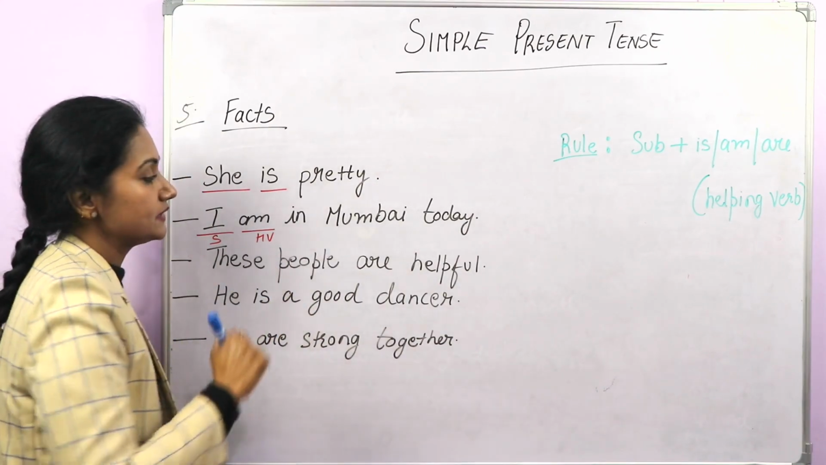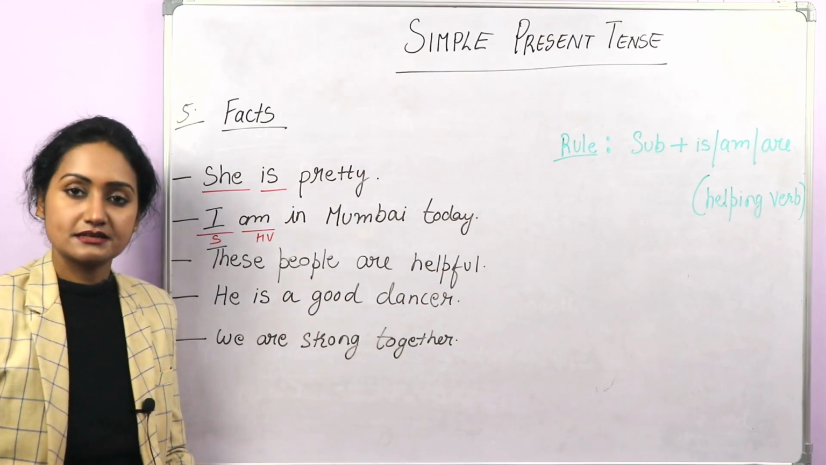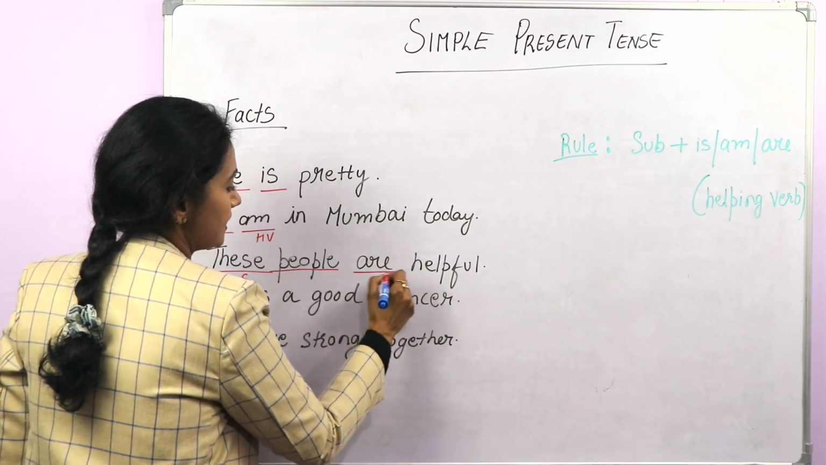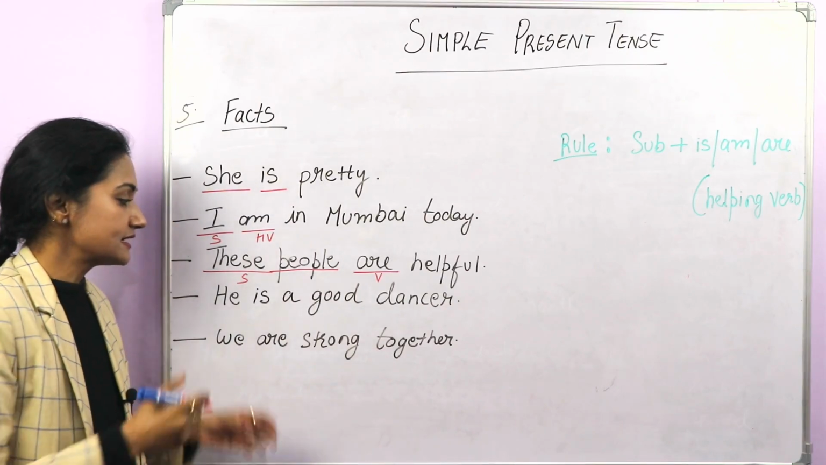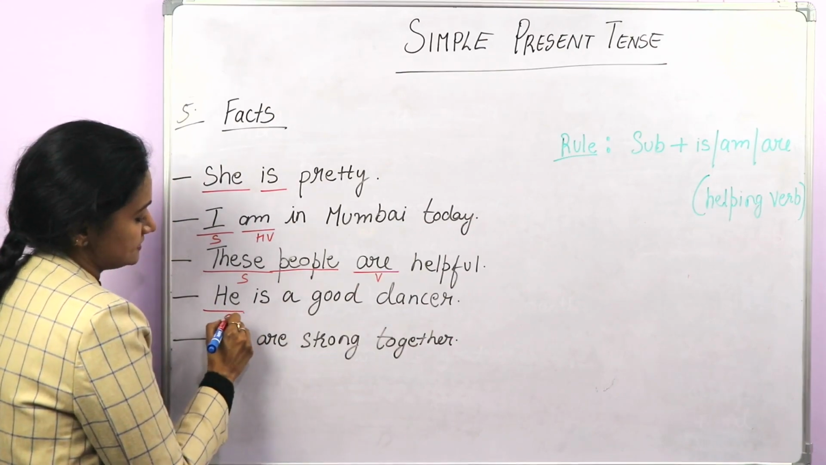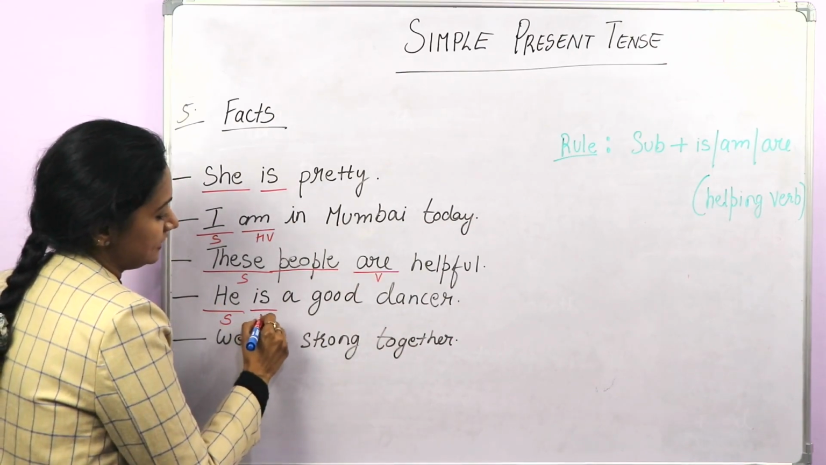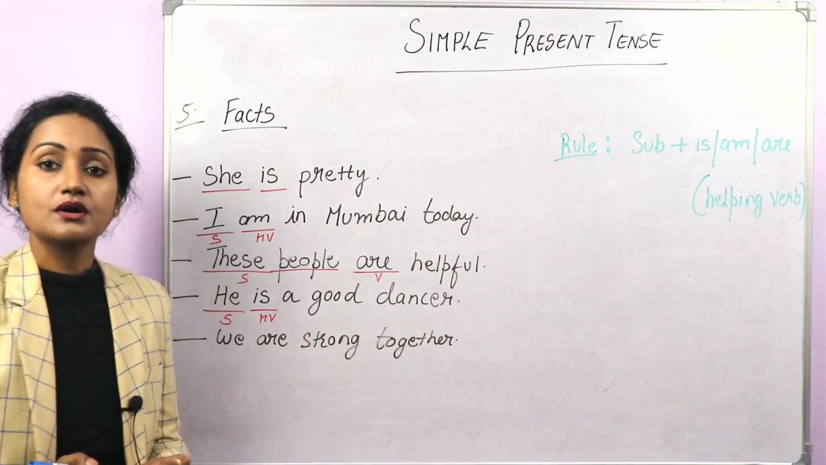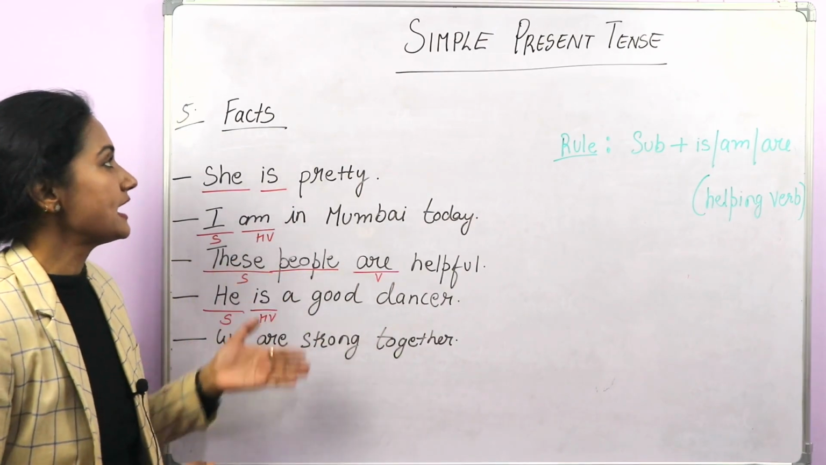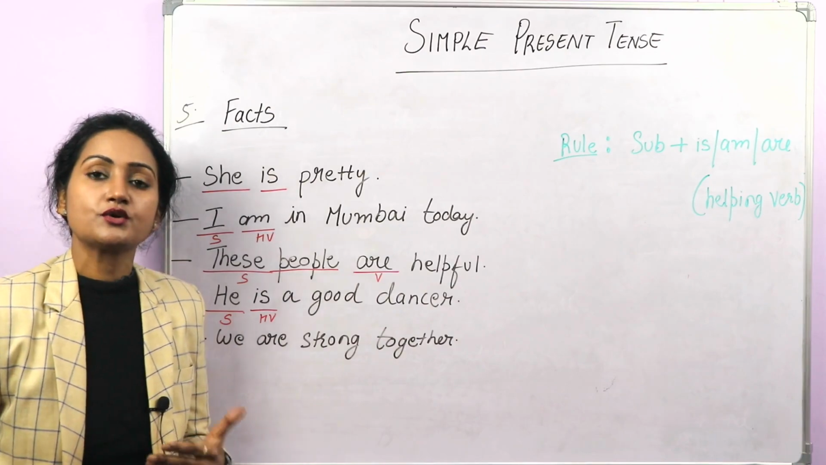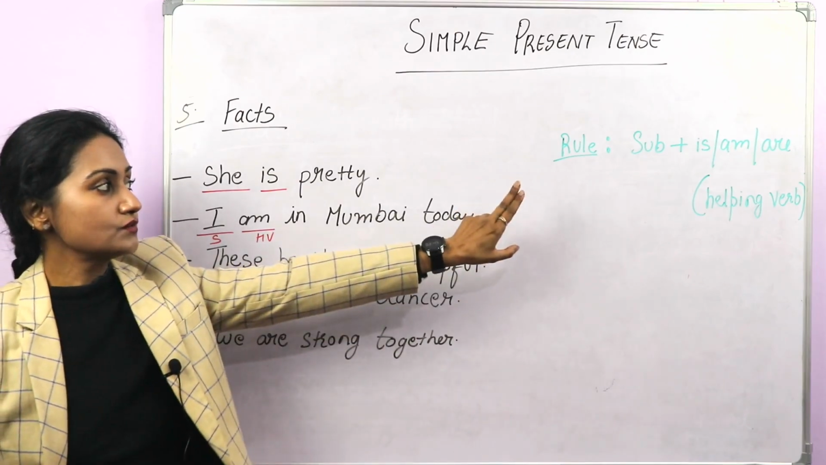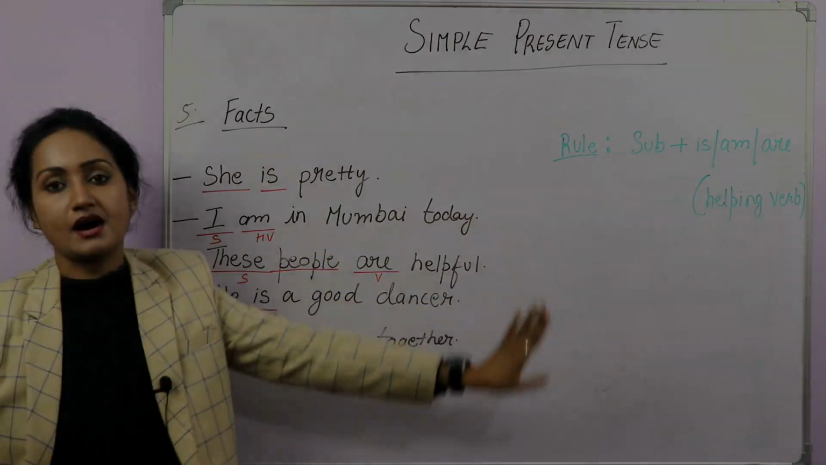Next is these people are helpful. Again a reality. Okay, so these people is the subject, and are is the helping verb. Next is he is a good dancer. So this is a fact. He is the subject and is is the helping verb. We are strong together. Again another reality. We are strong together, a fact. So whenever we have these kinds of sentences, whenever we are talking about facts, we will use only and only simple present tense, and the rule we are going to follow is subject plus is, am, are.